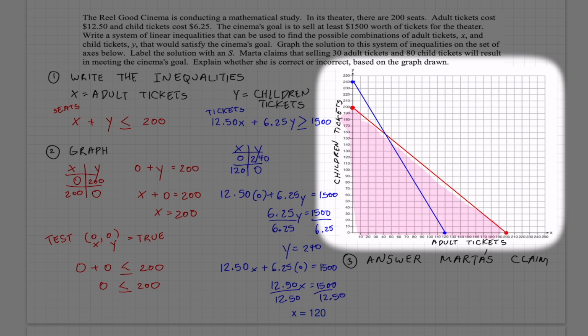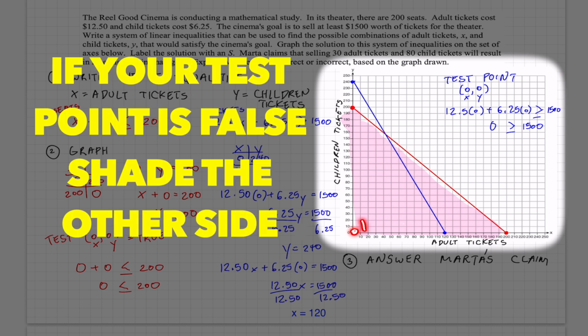I ran out of space, so we'll test it right here. It's also going to be 0, 0. Let's go ahead and plug that into the inequality. I get 12.5 times 0. That's why 0 is great, because anything times 0 is 0, and you can kind of see what will happen here. That statement is saying 0 is more than or equal to 1500. So my test point this time is false for the blue line. If that side is false, then it is the other section that we are graphing.